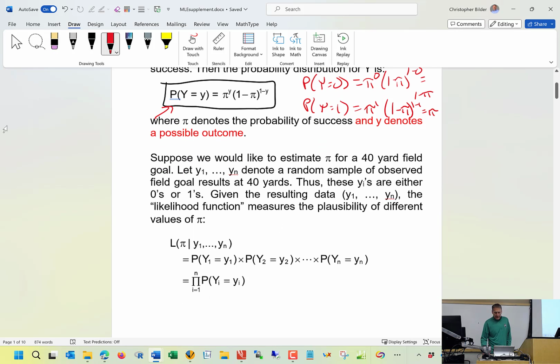And let's say that I go out to Memorial Stadium and I decide to try to estimate my probability of success for 40-yard field goals. And so what do I do? Well, I take a sample of me kicking the ball. In a general way, let's say I take a sample size of n, or eventually we'll say, how about we just do it 10 times?